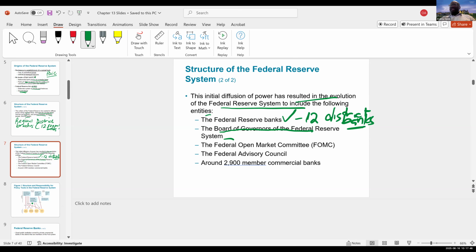Those 7 Board of Governors of the Federal Reserve are appointed by the President of the United States and confirmed by the Senate. Each of them serves a 14-year non-renewable term. I'm going to talk about that. So the 7 board of governors.